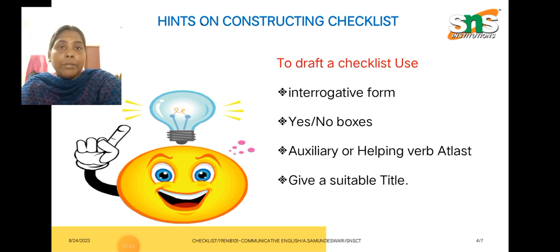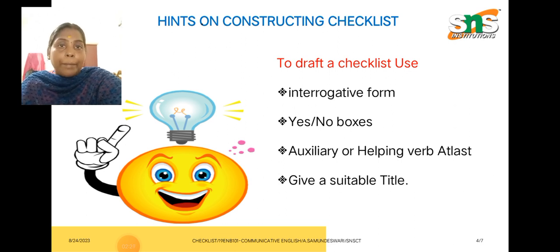So here we have the important part of how to build a checklist. It's a very simple step. Just look at the slide here. I just mentioned four points alone. The very first one is, to draft a checklist, use interrogative form. In the sense, you have to ask a question to yourself to know whether the task has been completed or not. So you are checking yourself whether you carried out the task or not. This is the essence of the content actually. At the end of each sentence, we must provide yes or no boxes.